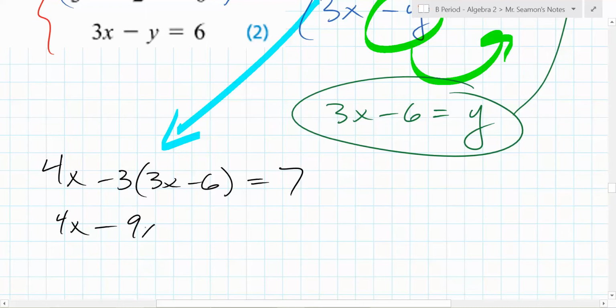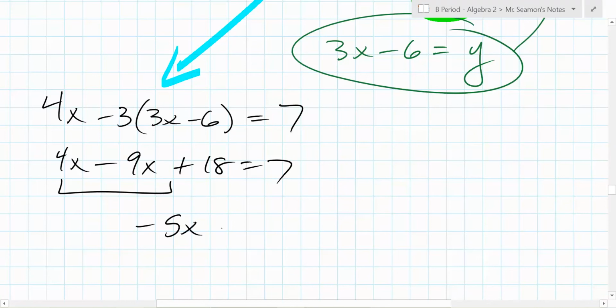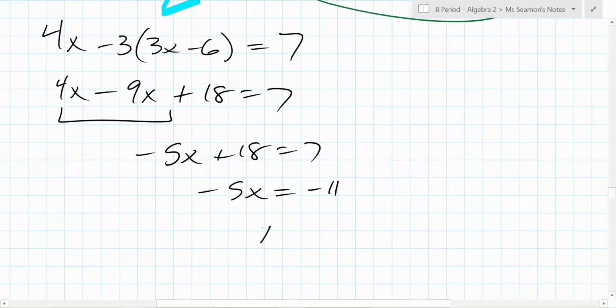4x minus 9x plus 18 is equal to 7. What's 4x minus 9x? Negative 5x, plus 18 equals 7. So negative 5x is equal to negative 6? What's 7 minus 18, everybody? Negative 11. So what does x equal? 11 over 5.